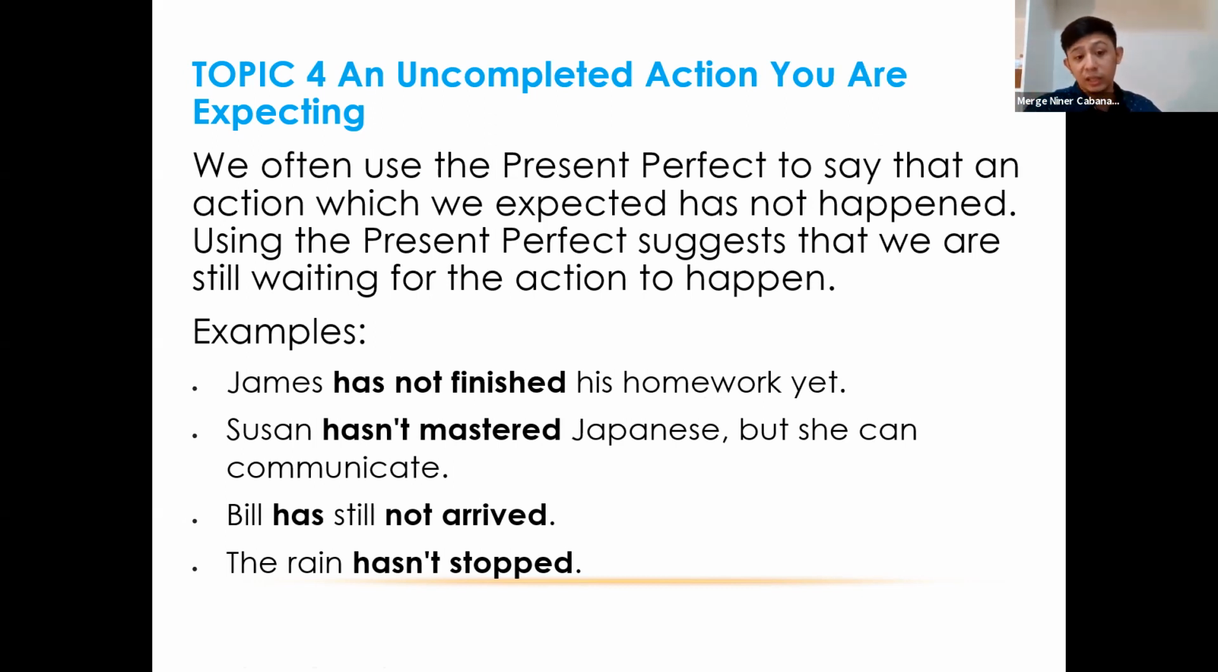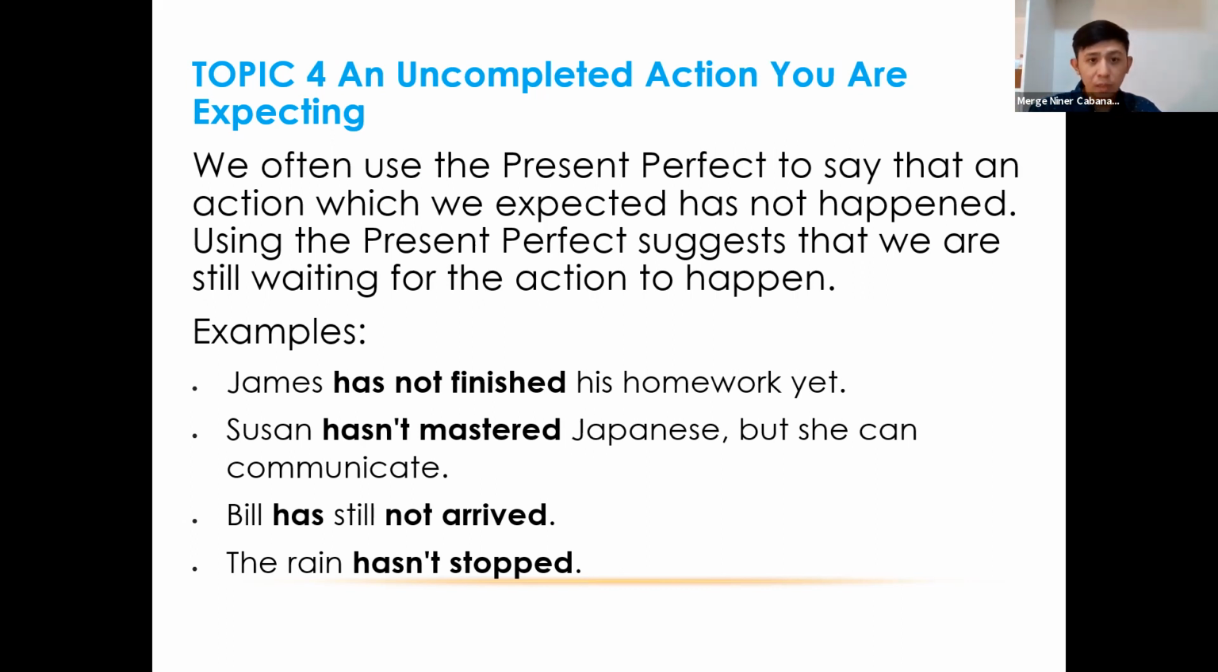So take a look at this. The rain hasn't stopped. So it means that you are sad because the rain hasn't stopped. Bill has still not arrived. So you are disappointed because Bill has still not yet arrived. And James has not finished his homework yet. You're expecting James to finish his homework, but he has not yet finished.